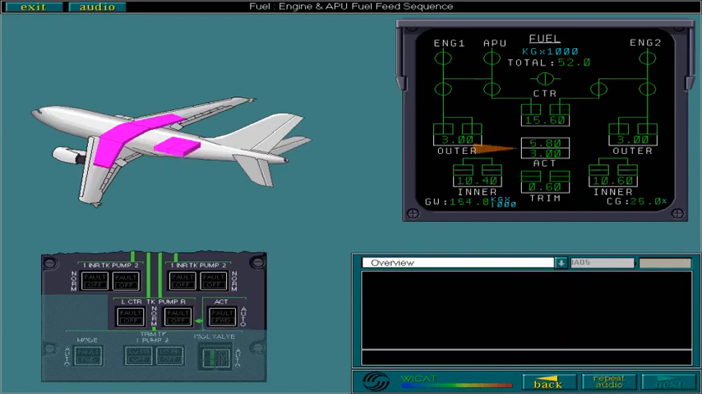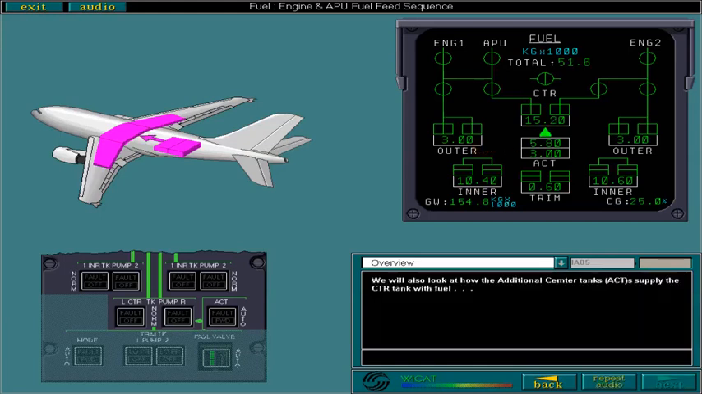We will also look at how the additional centre tanks, ACT, supply the centre tank with fuel, which in turn supplies the engines. Once again, this process is totally automatic, controlled by sensors which determine the automatic fuel feeding logic.